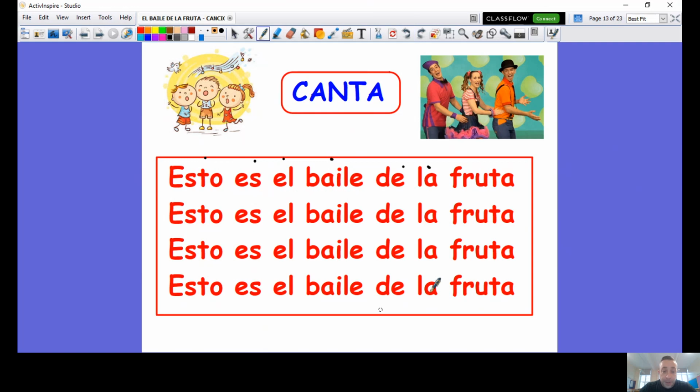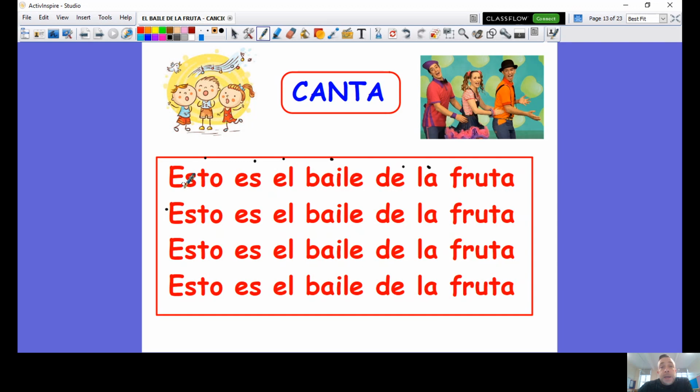Okay. We're going to practice one big chunk now. All four repetitions. I'll go first, then you go. And we'll get this perfect so we can do our song. Here we go. My turn. Esto es el baile de la fruta. Your turn.